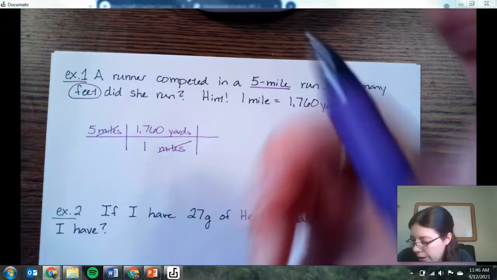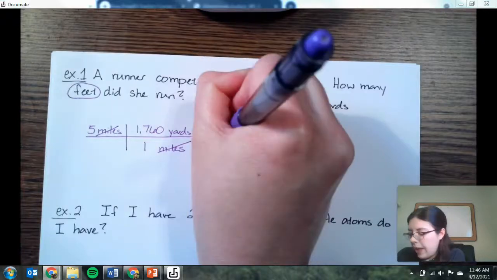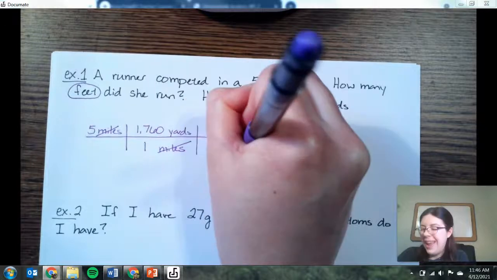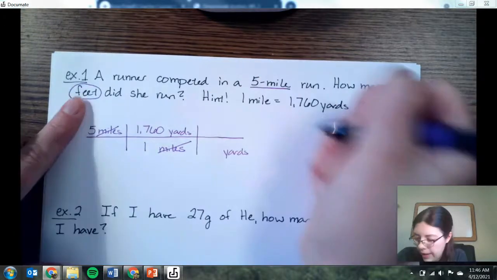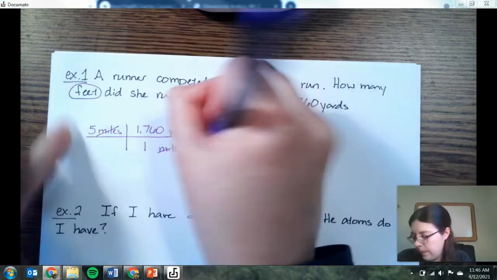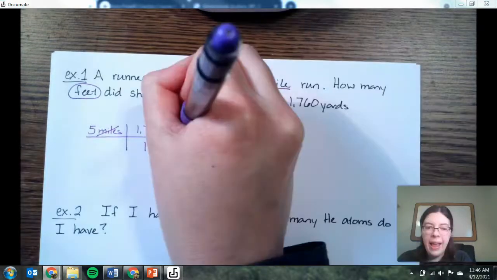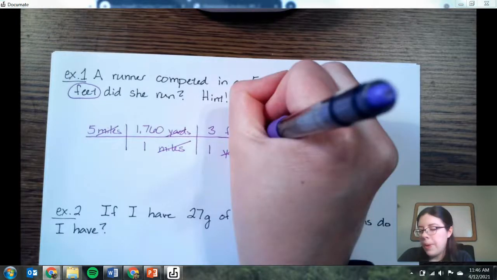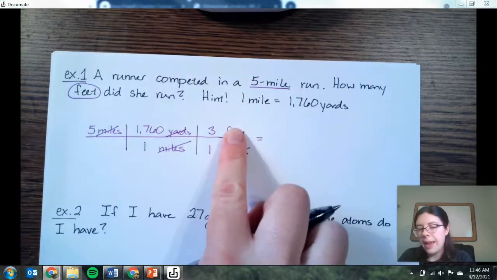So I need to take this one step further. So if I have yards up top on the diagonal, I need the same unit. So yards, and I can go from yards to feet because I remember that 3 feet is equal to 1 yard. You can go ahead and cancel those out. Now, when we solve this problem, we're going to multiply the numbers on the top together and then divide by the numbers on the bottom.